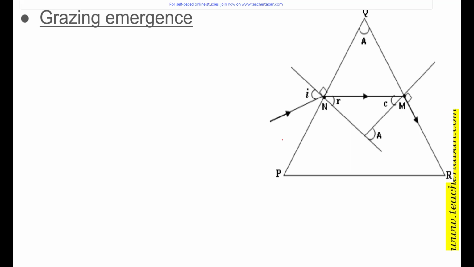Then we have the grazing emergence, the ray that is coming out of the prism. It is the opposite of the other one. So the angle of emergence is equal to 90 degrees. That is grazing emergence. The word grazing simply means going along the surface. The rest of the discussions that we've been having simply apply: Snell's law, A is equal to r1 plus r2, and so on.